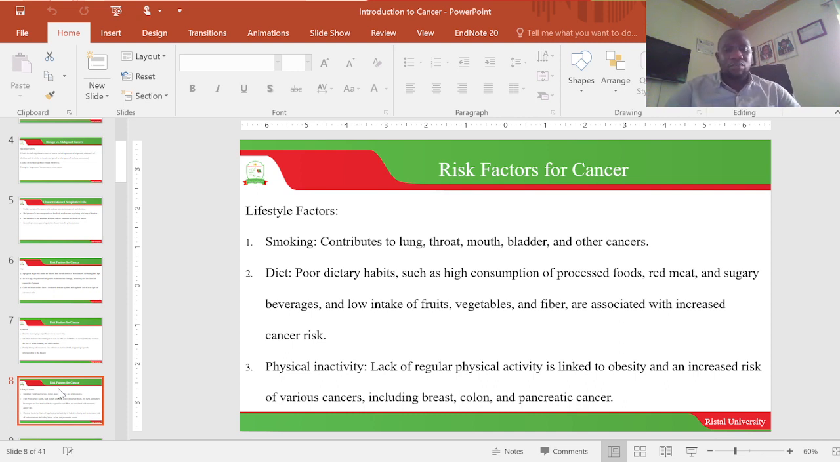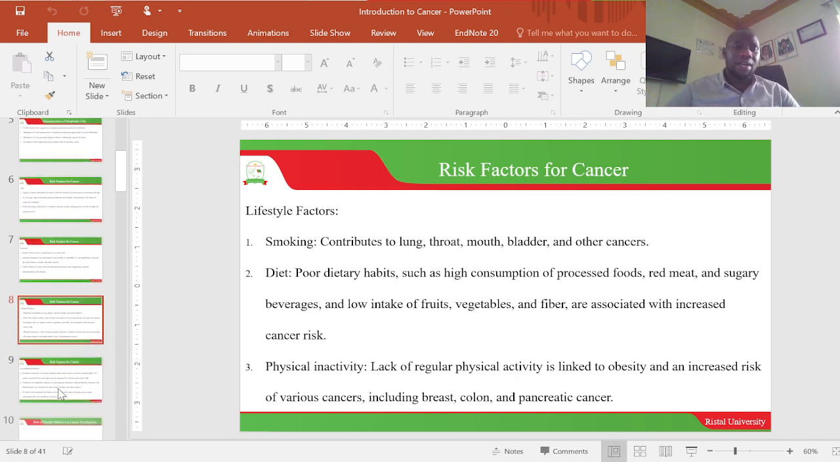And then people who don't exercise. Lack of exercise is linked to obesity and an increased risk of various cancers: colon cancer, pancreatic cancer, and breast cancer.